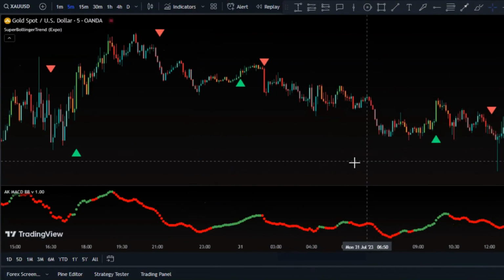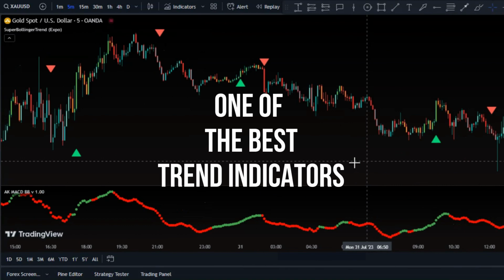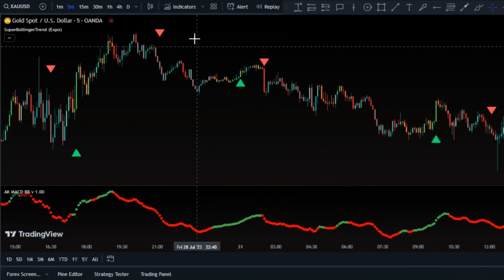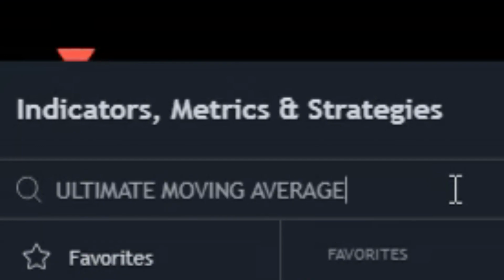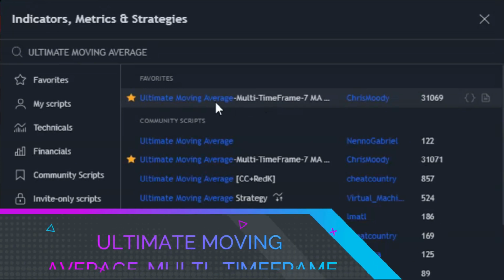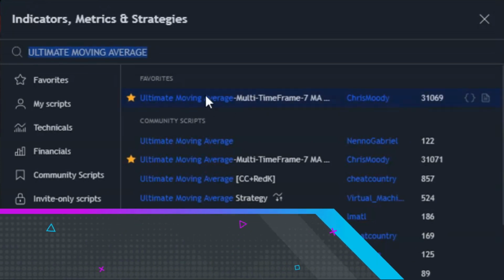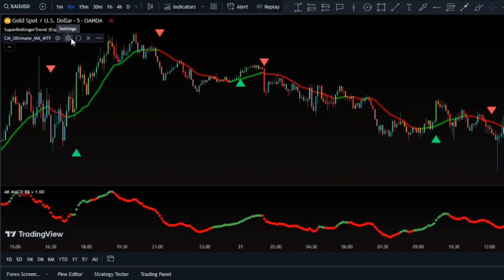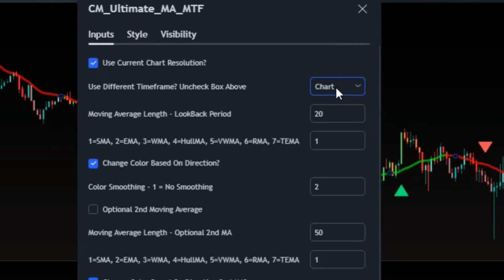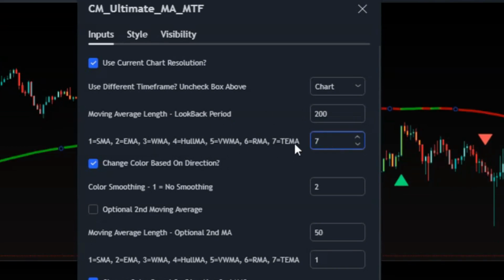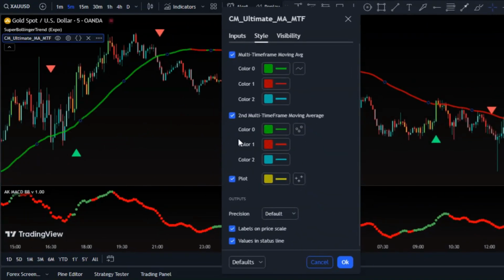Now I'm about to share with you one of the best trend confirmation indicators and the exact settings you should use. First, add the ultimate moving average indicator to your chart. Then in the settings, change the time frame to chart. Set the moving average length to 200. For TEMA, select 7. By making these customizations, you now have an amazing indicator to validate trends.